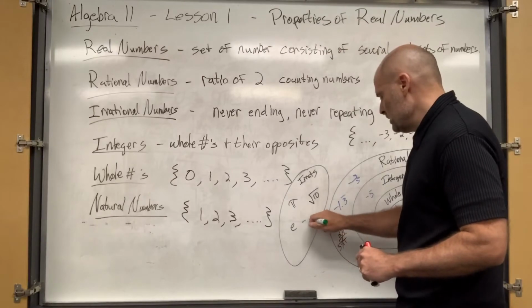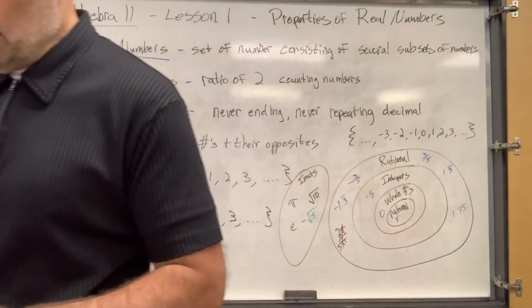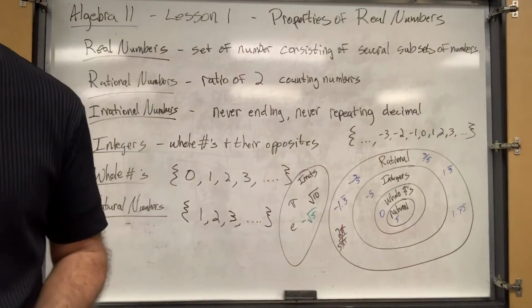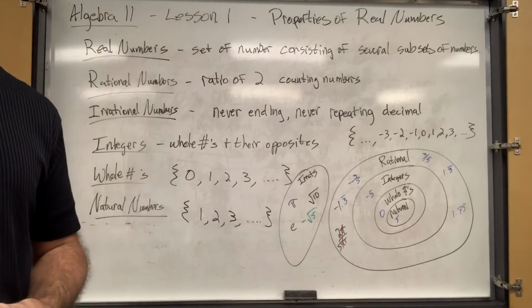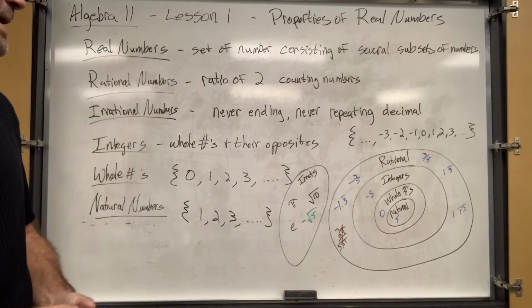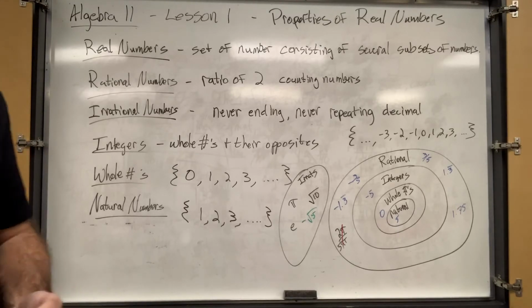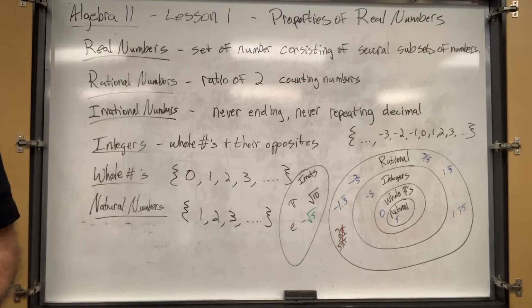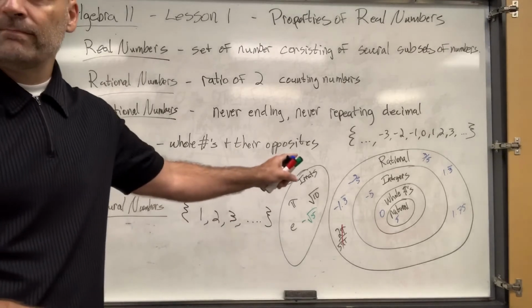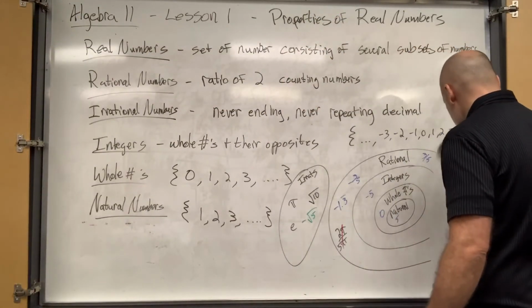Here's another one, negative square root of 5. You can have negative irrational numbers. The negative doesn't make it rational or irrational. So there's no such thing as irrational integers or irrational whole numbers or irrational anything else. It's just irrational numbers. They're just a group by themselves. Okay, so far so good? All right, I'm going to erase this and start another page.